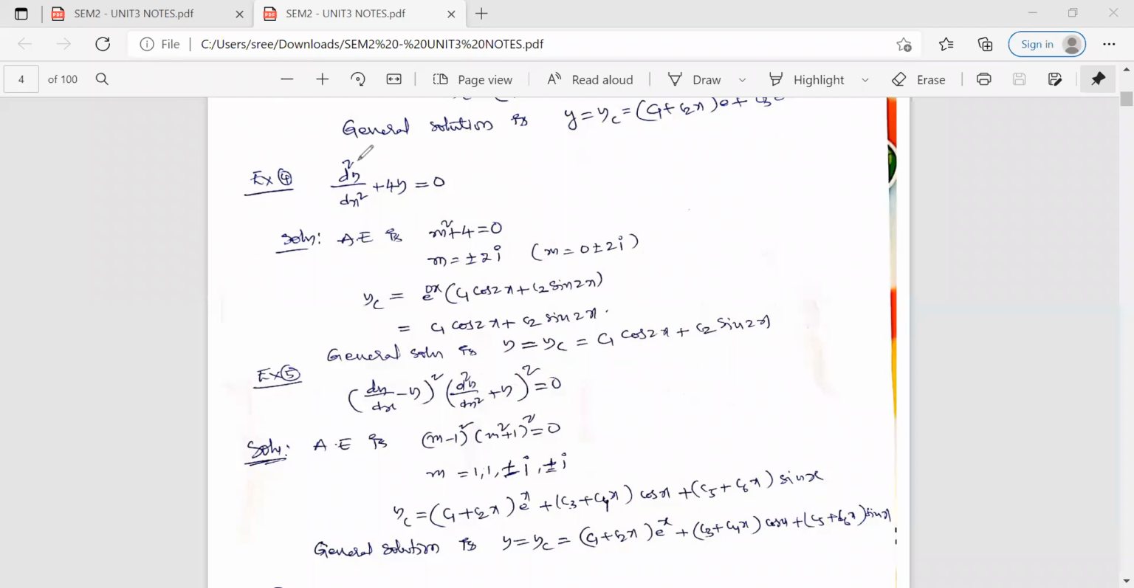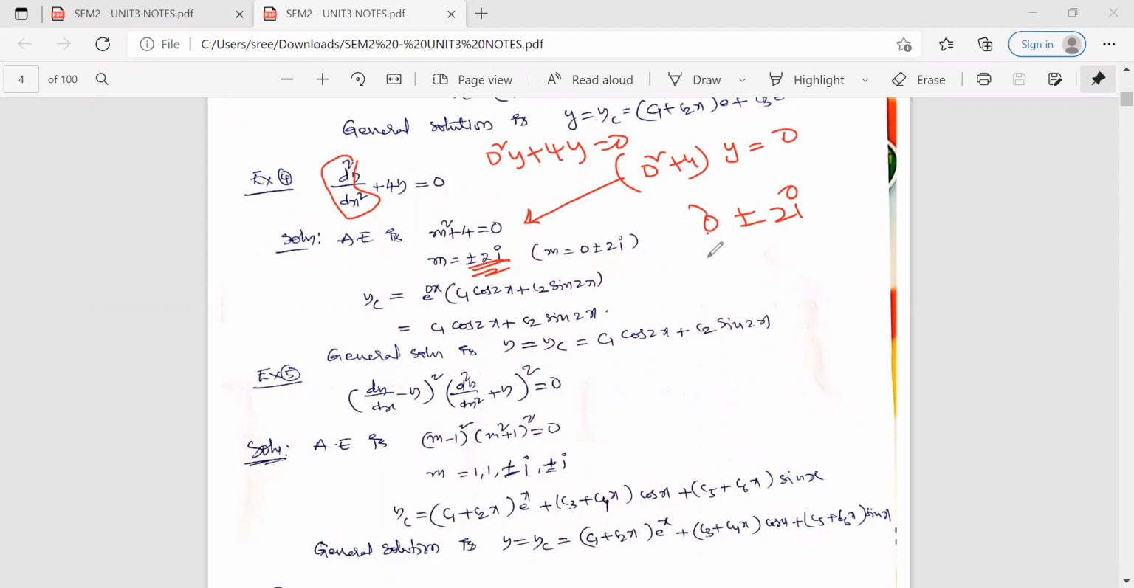What is the given equation here? Capital D square y plus 4y equals 0. Now I take y common, so I get (D square plus 4) into y. Now I write the auxiliary equation. The roots are plus or minus 2i. That means complex numbers, and the real part is 0. So I write e power 0x (C1 cos 2x plus C2 sin 2x). E power 0x means 1, so there is no need to write e power 0x. So I write simply C1 cos 2x plus C2 sin 2x. This is the general solution of the given equation.